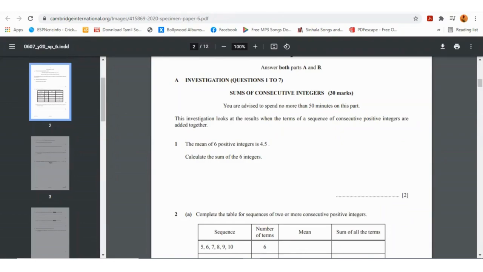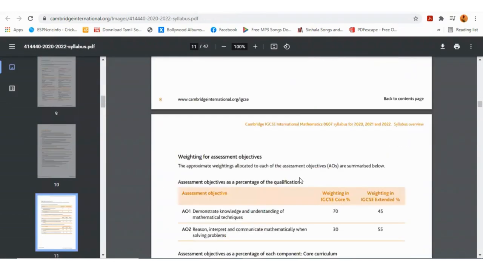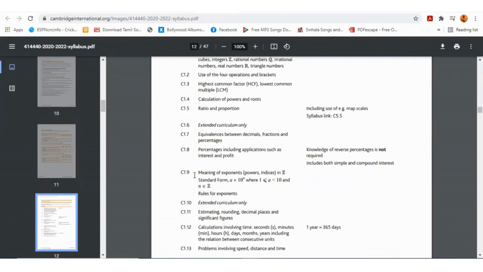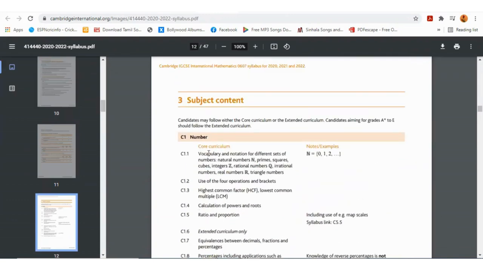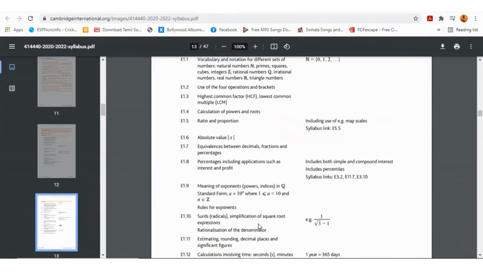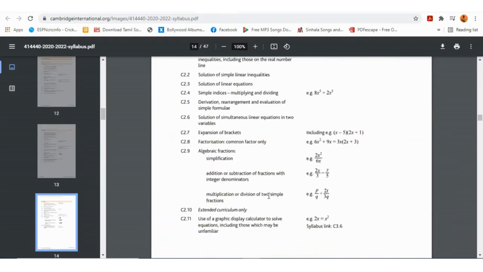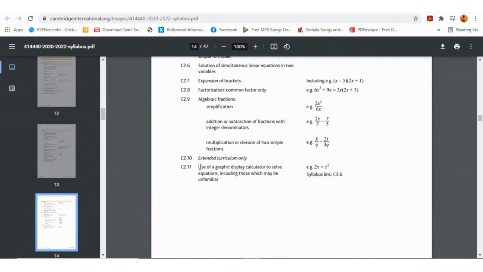Now, going back to the syllabus, please don't assume that every point from 1 to 13 or whatever under this particular syllabus is there in the other one. You will often see there are a few changes here and there. Some striking differences that you may come across, for example, can you see this one? Use of a graphic display calculator to solve equations, including those which may be unfamiliar.